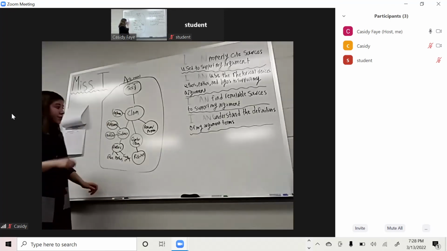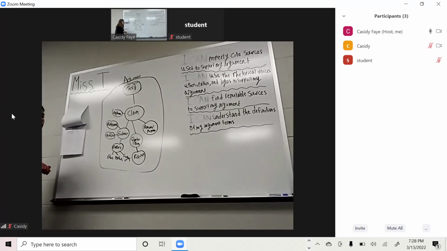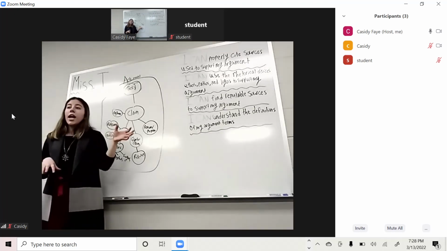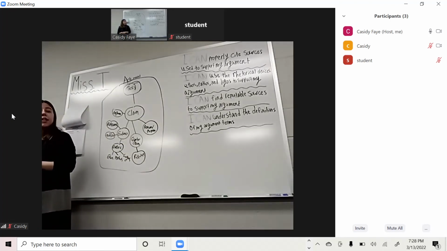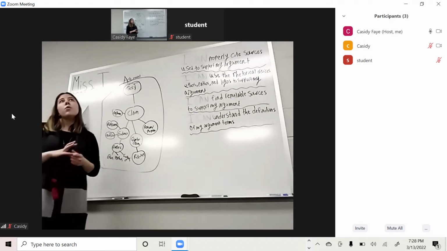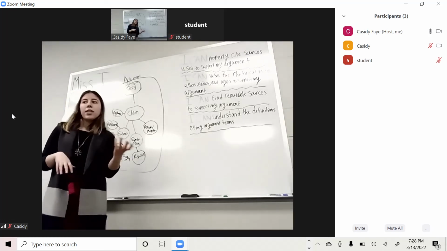So based on these terms, I would like to run through how you would structure an argument. Does anybody want to give me an example of what an argument could be about? Give me a starting claim.